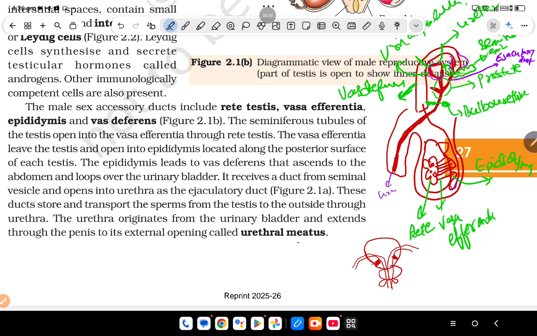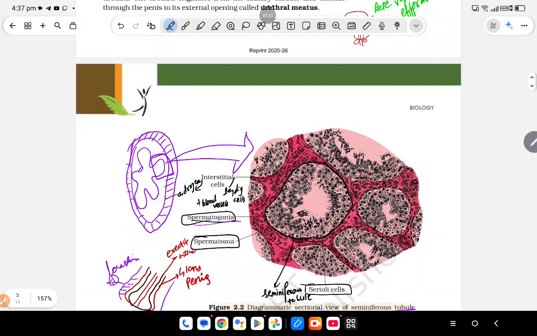That it ascends into the abdomen is a key point; a question can come from there. It receives a duct from the seminal vesicle and opens into the urethra. This is the ejaculatory duct. After the seminal vesicle secretion, an ejaculatory duct is formed. This duct stores and transports sperms from the testis to the outside. The urethra originates from the urinary bladder and extends through the penis to its external opening called the urethral meatus.